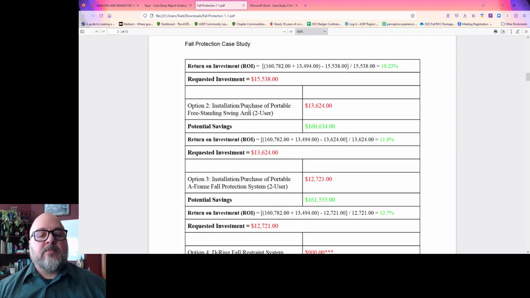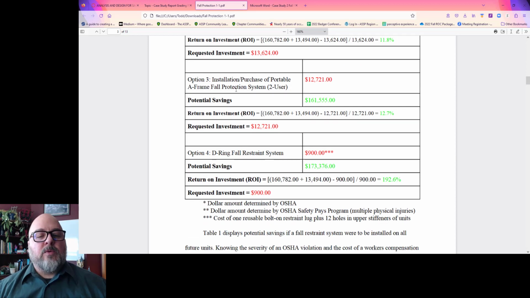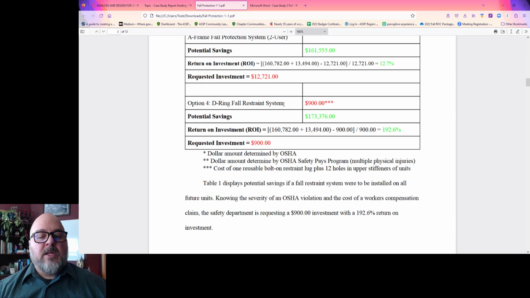Option 2. Just kind of looking at their numbers. Okay, that's off by a couple decimal points. Purchase portable freestanding swing arm. It's a little bit less expensive. Potential savings. Again, I think these savings are a little bit too excessive, but whatever. And again, he's off by a decimal point. Okay. And next one, installation, purchase of a portable A-frame. Even less. Investment, again, off by decimal points. And then a D-ring fall restraint system.